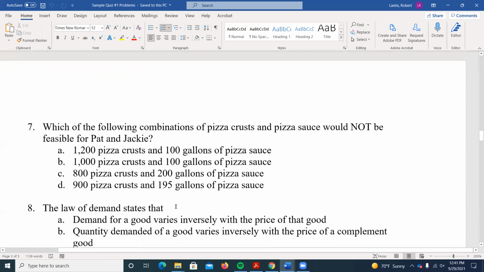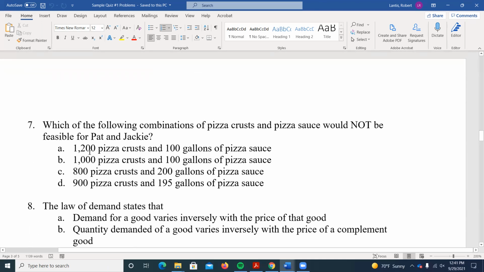So if we're looking at this one, if we did 1200 and 100, this would be one there. We have to do a little bit more work to figure out exactly where that's at. So that's one I wouldn't give you on the exam, because that would be a harder point to determine if it's inefficient and feasible on the line.